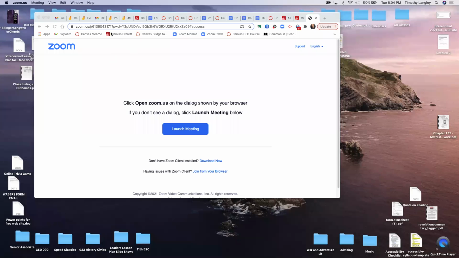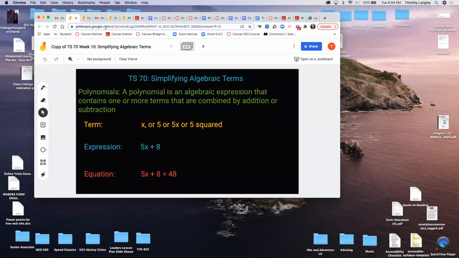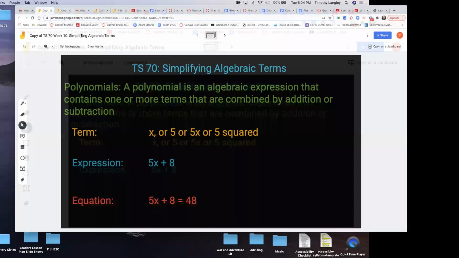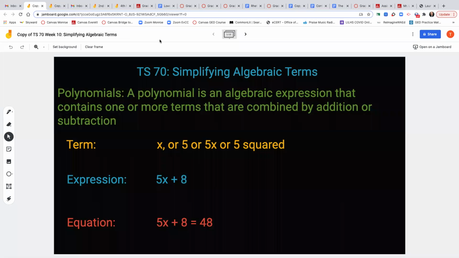Computer. That should do it. Okay, folks, let me jump into this. All right, ladies and gentlemen.